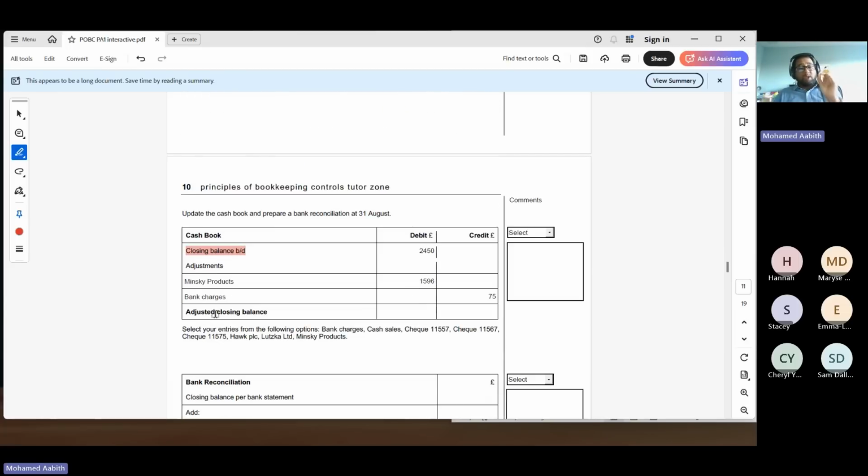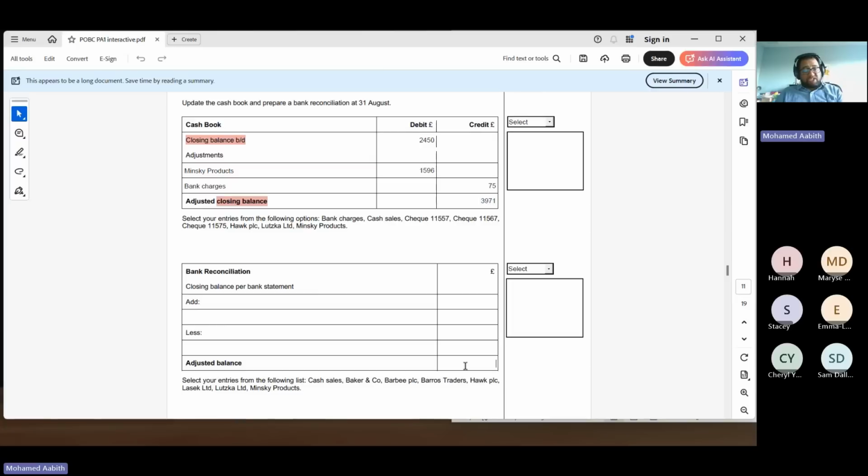What they're asking you now is, what is the adjusted closing balance? The word they use is the closing balance. Closing balance is going to be your balance carried down. So where is that going to go? This 2450 plus 1596 minus this 75. So let me get my calculator out again. It is going to be 2450 plus 1596 minus 75. I have 3971 for the updated cash book balance. Fear not, if we can achieve this number in this box, my bank reconciliation has been done properly.